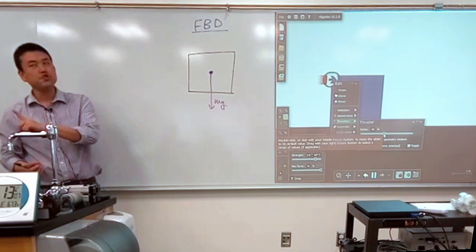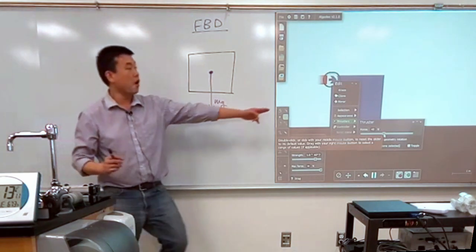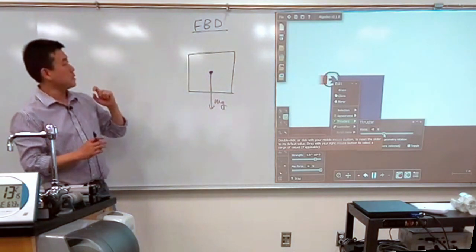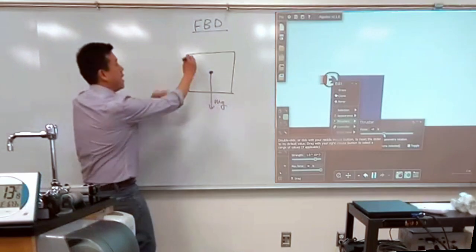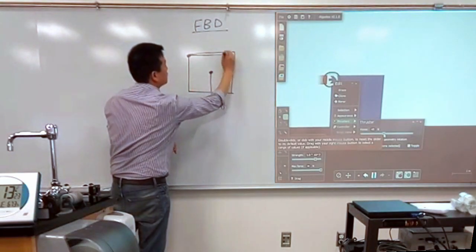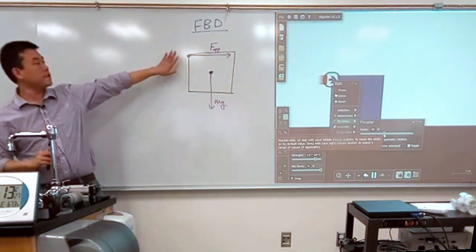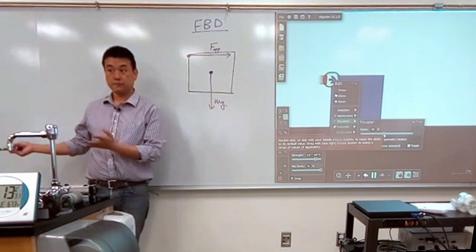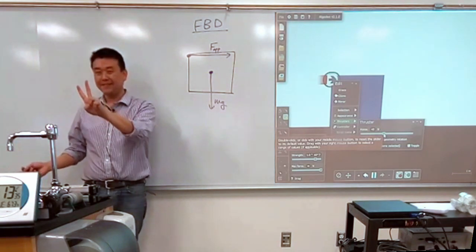Normally I draw the normal force next, but this time let me draw the applied force first. I'm applying the force at this corner, at this point, moving to the right. So this is my applied force. There's one force that's not shown on this free body diagram yet. Oh, sorry, two forces that are not drawn yet.